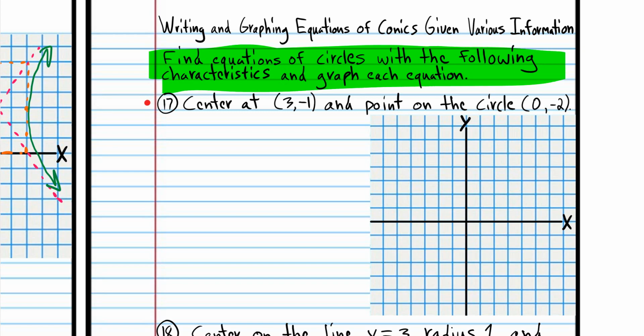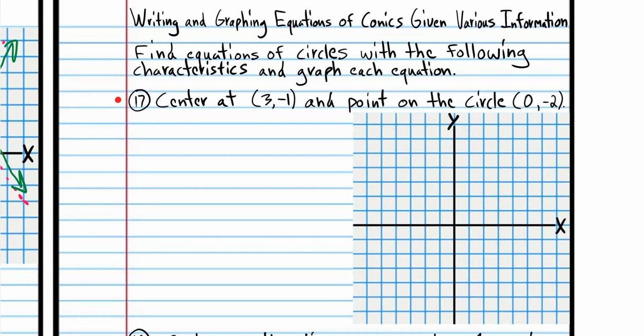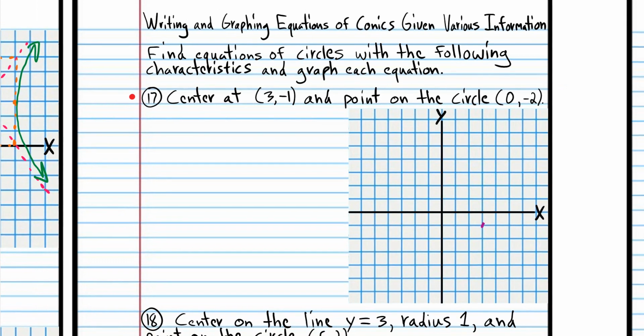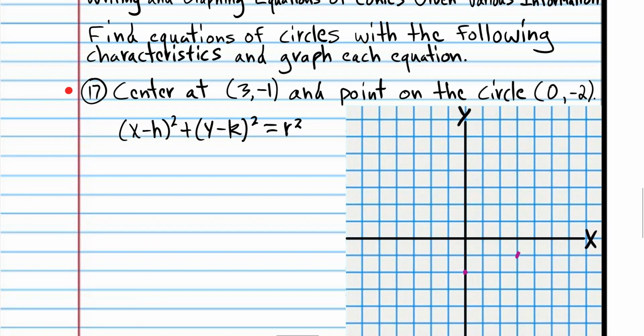So it says find equations of circles with the following characteristics and graph each equation. We're told that the center of the circle is (3, negative 1), so I'm going to plot that there. And we have a point on the circle, (0, negative 2). So I guess we can plot that point. And now we're going to write the standard form or general form of the equation of a circle. Textbooks use different names, general form, standard form. It doesn't really matter what you call it.